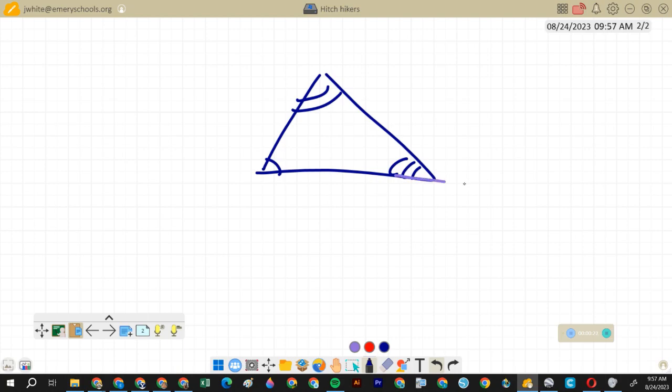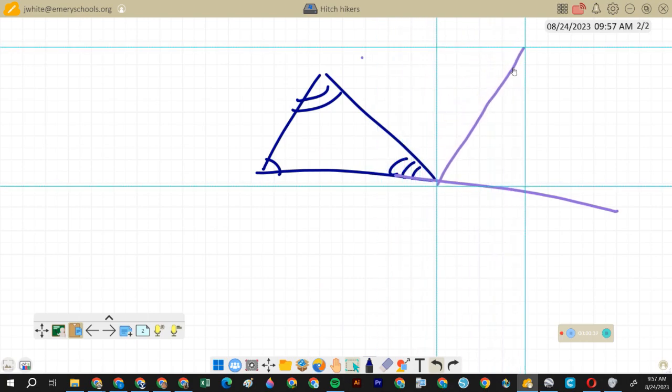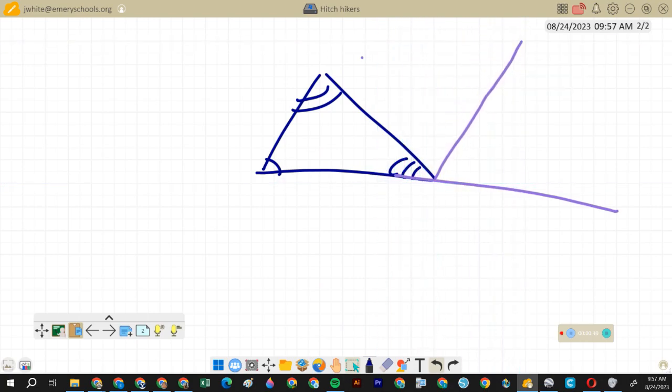If I extend this out, and then let's say I take this side and slide it over. Then this angle is equivalent to that angle. And it turns out these two lines are parallel, and these angles are alternate interiors, so that angle is equal to this angle. And what do you notice? The three angles of the triangle form a perfectly straight line.